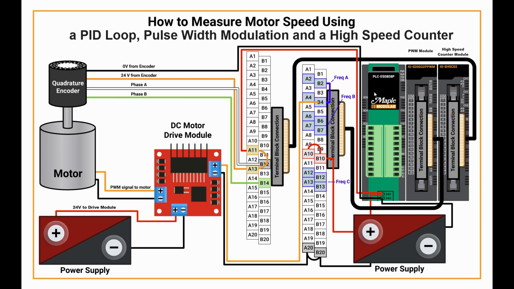For the PWM module, we'll be using frequency A on the terminal block, specifically B4, which is channel 4 for that frequency. We'll need to power the terminal block in this case because we're using an output. So 24 volts from a power supply will go into B10, and then that will be jumped to A10. And then 0 volts will go into B20, and that will be jumped to A20. Then the PWM signal from B4 will go into the DC motor drive module, and that PWM signal will go into the motor. Also, in this diagram, I'm using two power supplies, but you can also just use one based on the amount of current that you are using.